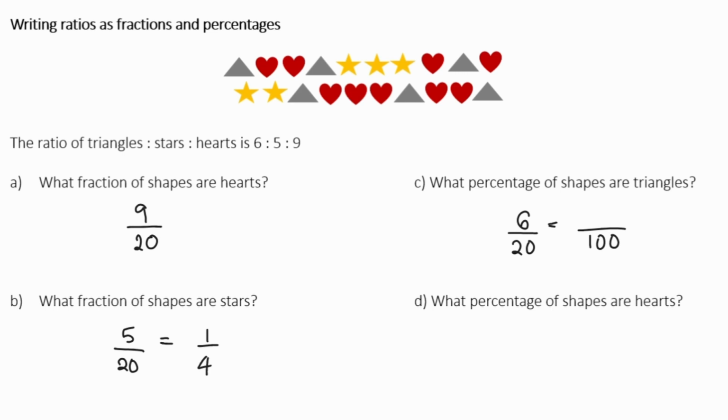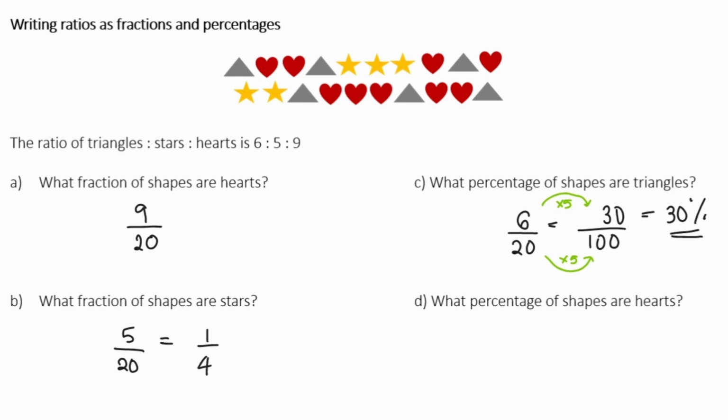So in order to make 20 into 100, we have timesed it by 5. So we are going to do the same thing to the numerator. 6 times 5 is 30. And this therefore means 30% of the shapes are triangles.